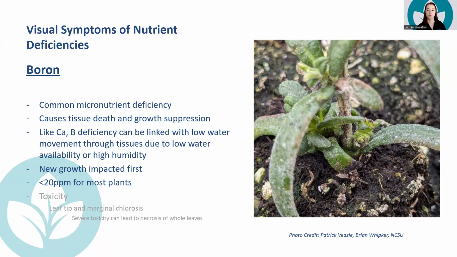Like calcium, because boron is linked to water movement through plant tissues, deficiencies may not be caused by a lack of available boron, but actually just low air movement and low transpiration, so the boron isn't able to be pulled through those plant tissues. Boron toxicity is uncommon, but it does present as leaf tip and marginal chlorosis. Extreme boron toxicity can cause necrosis of entire leaves.